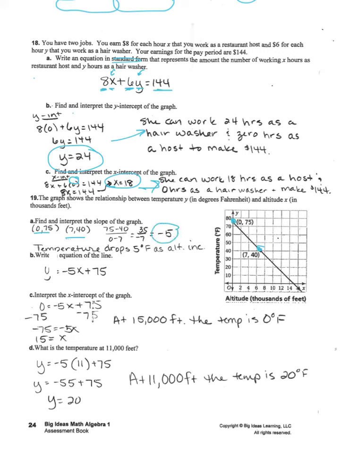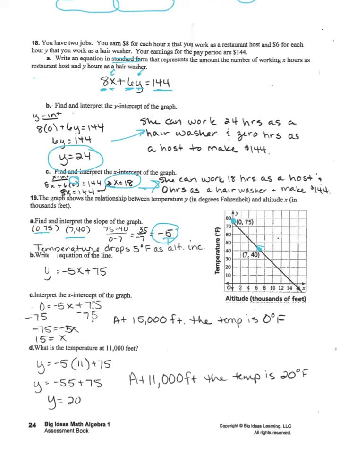The interpretation of this is the temperature drops 5 degrees Fahrenheit as the altitude increases. So every time your altitude increases by 1,000 feet, because it's like -5 over 1, so as it increases that 1,000 feet, the temperature drops 5 degrees. So write an equation of the line.